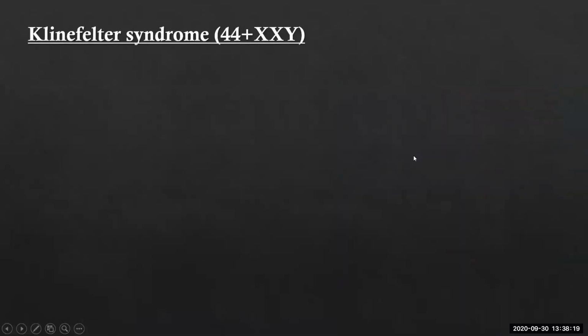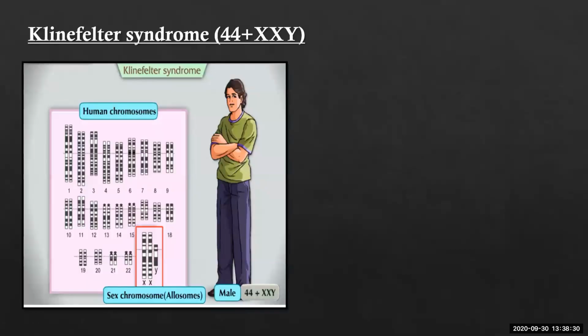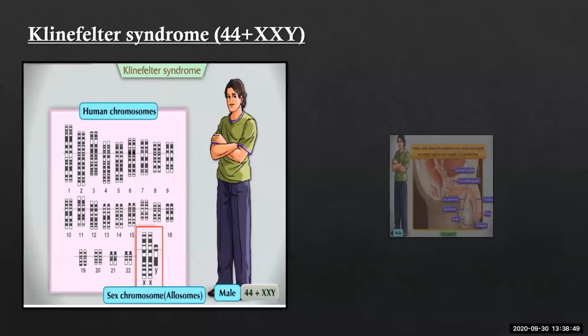Now we will see the next one, Klinefelter syndrome. It represents with the 44 plus XXY. Now this disorder arises in men due to abnormalities in sex chromosomes. In this disorder, man have one extra chromosome. Hence, the chromosomal condition becomes 44 plus XXY. Such men are sexually sterile because their reproductive organs are not well developed.